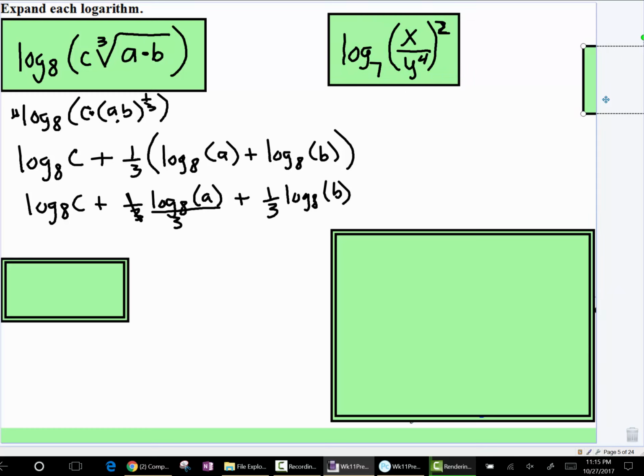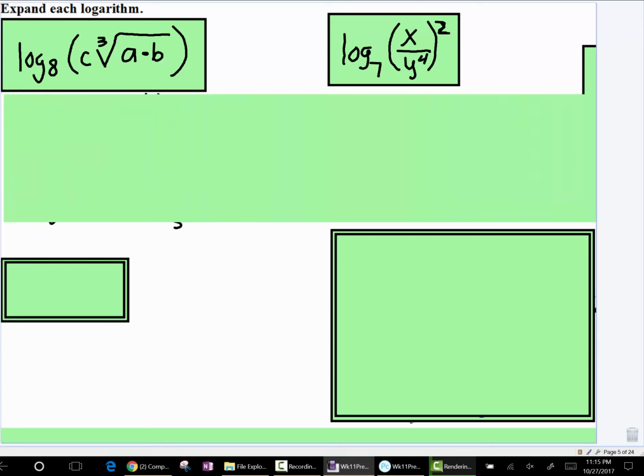Let's go ahead and look over here. Now you have the whole thing being squared, so that 2 will have to come out in front of all of it. You have something being divided that will get expanded to subtraction, and then the second one will have an exponent that will have to come down in front. So let's see if I can simplify that. First off, this 2 has to come here. So 2 times the log, and because that's out in front of everything, I'm going to put a big parentheses like here. Log base 7.